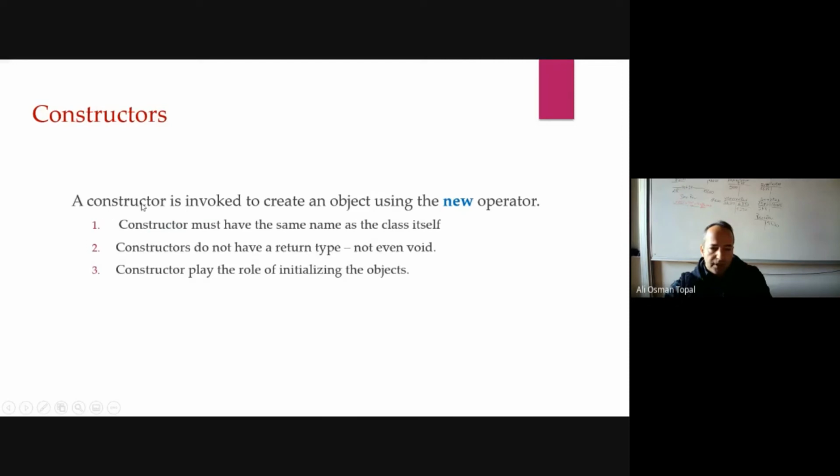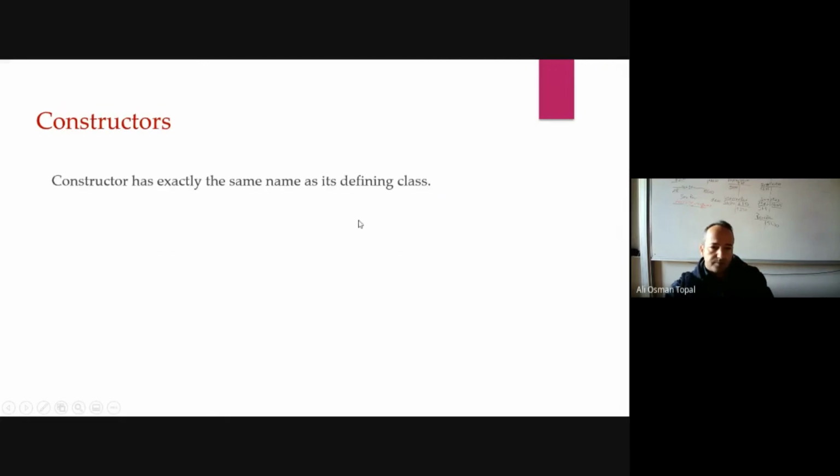Constructors I explained already, but there is some more to tell you here. A constructor is invoked to create an object using the new operator. A constructor must have the same name as the class itself, this is very important. Constructors do not have a return type, not even void. Constructors play the role of initializing the object, nothing else. In the Circle class, the Circle constructor, we don't use void. Do not use void in Circle. That is a method, not a constructor. Okay? So we don't use void here.